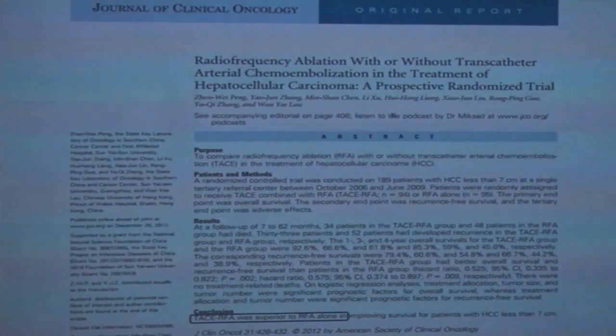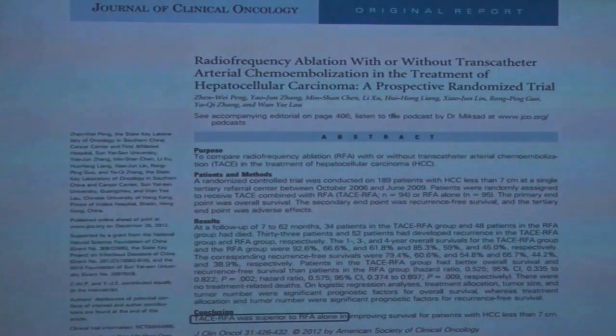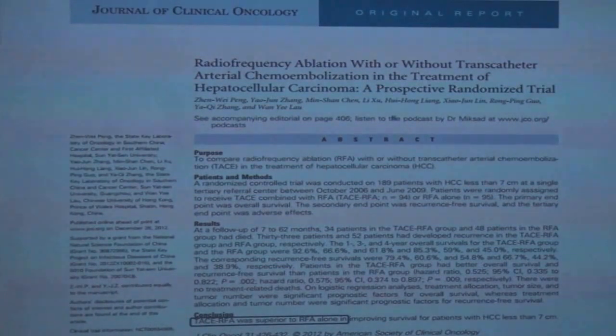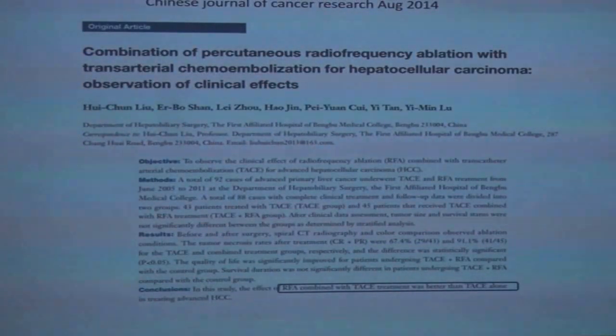Again, a publication in the Journal of Clinical Oncology in 2013 suggests TACE plus RFA was superior to RFA alone. Another paper suggests RFA combined with TACE treatment is superior to TACE alone. So in conclusion, if multiple options are there, TACE is a therapeutic treatment and RFA is a therapeutic treatment, so we have to go for them. But they concluded that the combination of RFA and TACE is better than RFA or TACE alone.